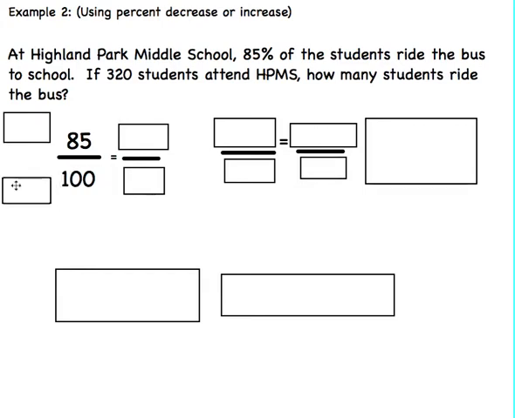And this should look like a proportion problem. Then we know 85 is the amount of students that ride the bus, and 100 would be the 100%. It's all the students at Highland Park Middle School. So if we know that 320 students attend Highland Park, that is the entire student body, so it will go in the denominator. Got these backwards.